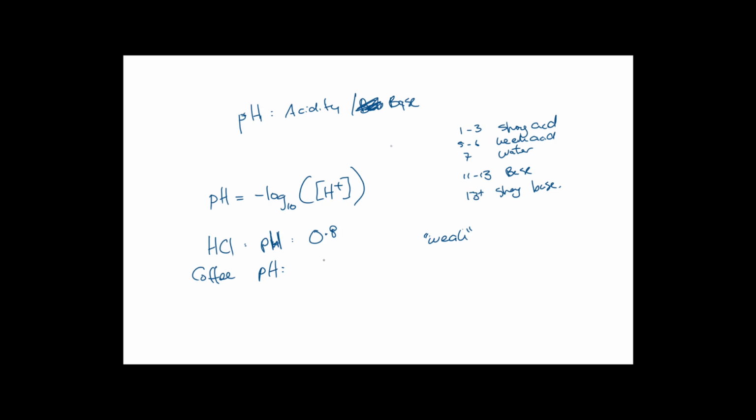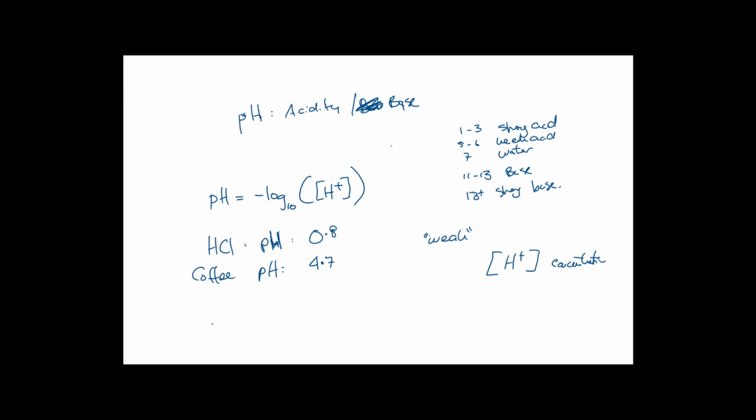Say black coffee, and I looked it up, and it has a pH of around 4.7. So the square brackets there is not the amount of hydrogen ions, it's the concentration of hydrogen ions. So how many ions there are to a certain amount of something. Okay, so what's the different concentration in pH of hydrochloric acid, HCl, and coffee?